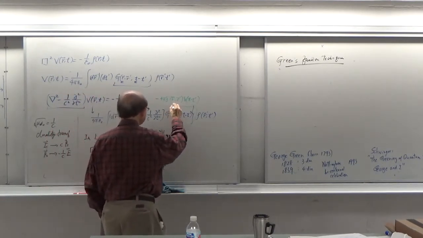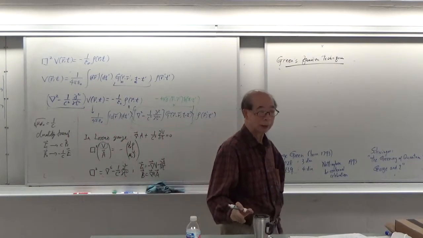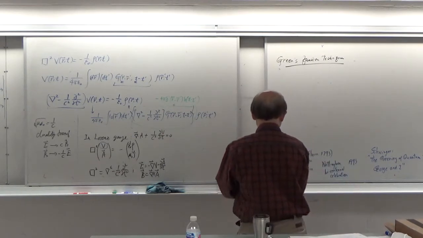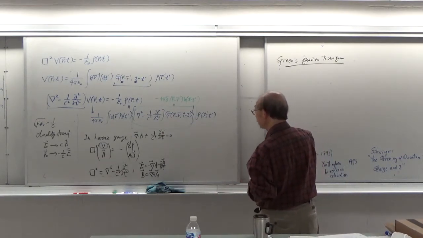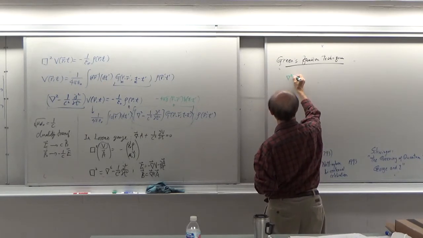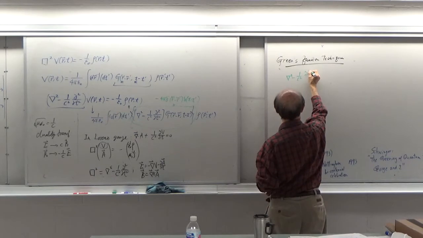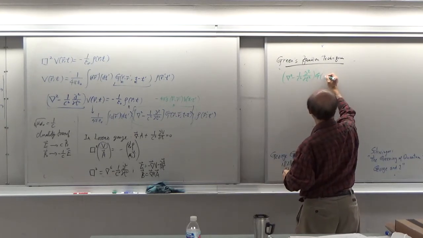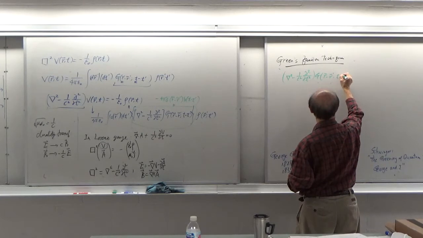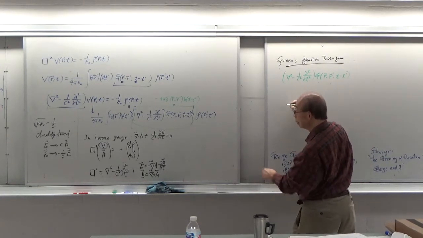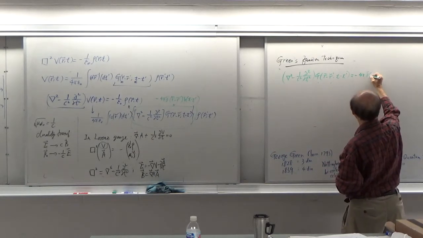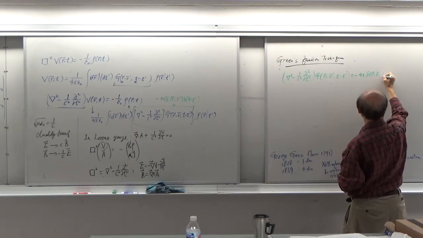So this is the differential equation that the Green's function has to satisfy. Let me copy it down: the Laplacian minus 1 over c squared del squared by del t squared, acting on the Green's function G(r minus r prime, t minus t prime), has to be equal to minus 4 pi delta of r minus r prime, delta of t minus t prime.